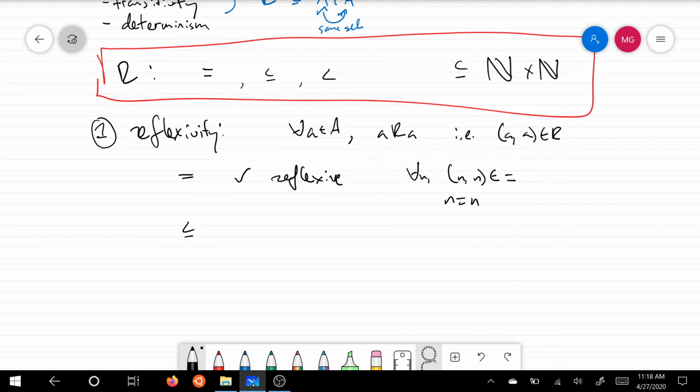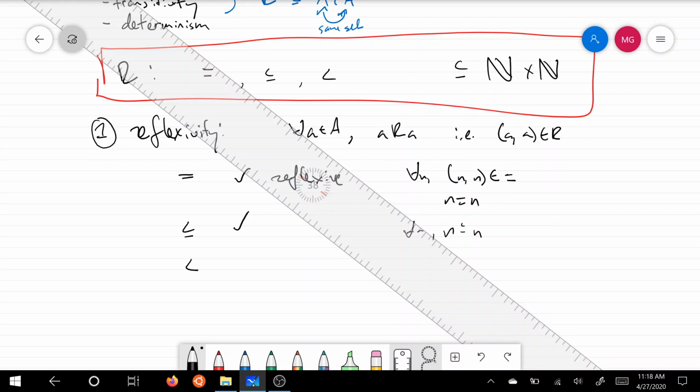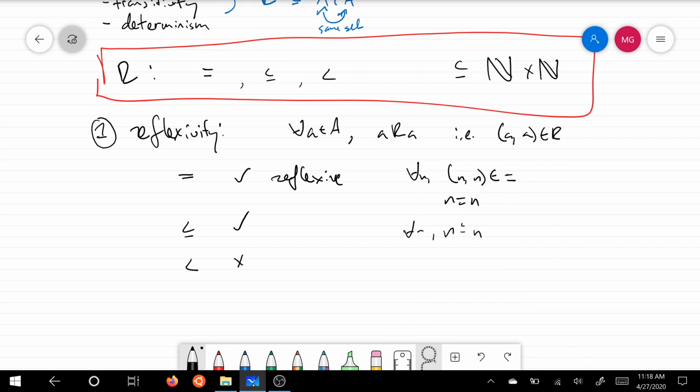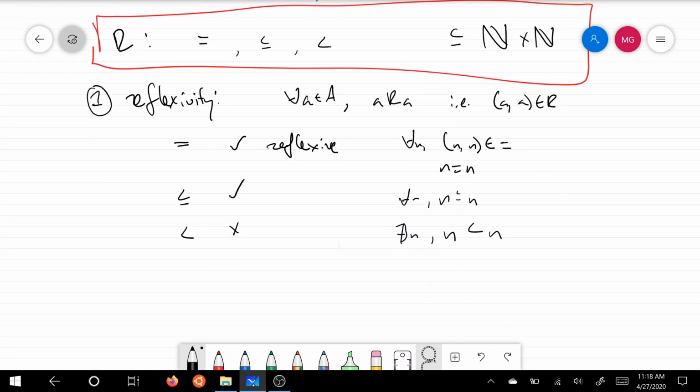Okay, what about less than or equal to? Is everything less than or equal to itself? Yes, you bet. For all n, n is less than or equal to n. Okie dokie. What about less than? No. Excuse me. No, less than is not reflexive. Why? There does not exist any n such that n is less than n. There's none of these.